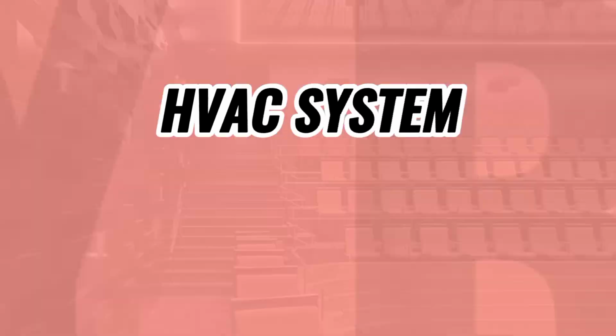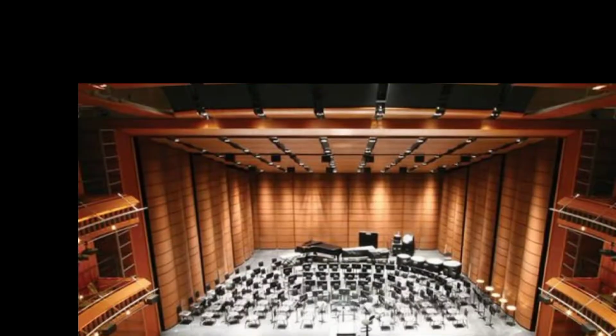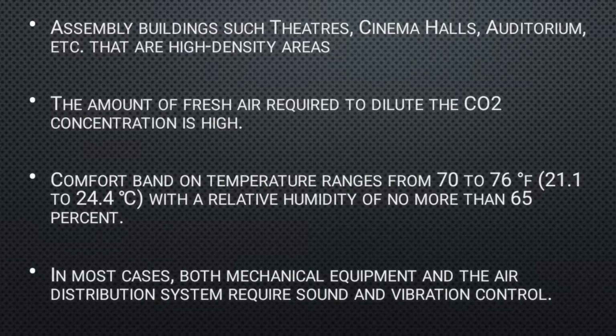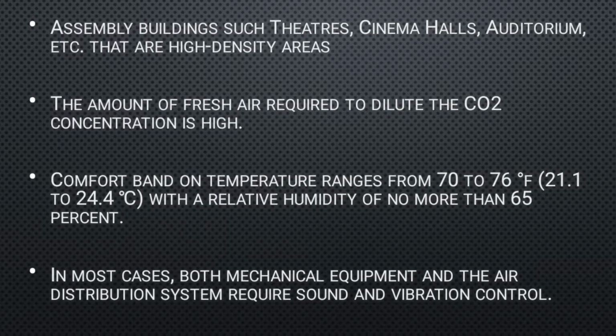Let's now proceed to the HVAC system for assembly buildings, such as theaters, cinema halls, or auditoriums, which have high-density areas. As a result, the amount of fresh air required to dilute the CO2 concentration is high. Since humans emit a greater amount of latent load when there is a high occupancy rate, all these factors must be taken into account by the designers when calculating the air conditioning load.